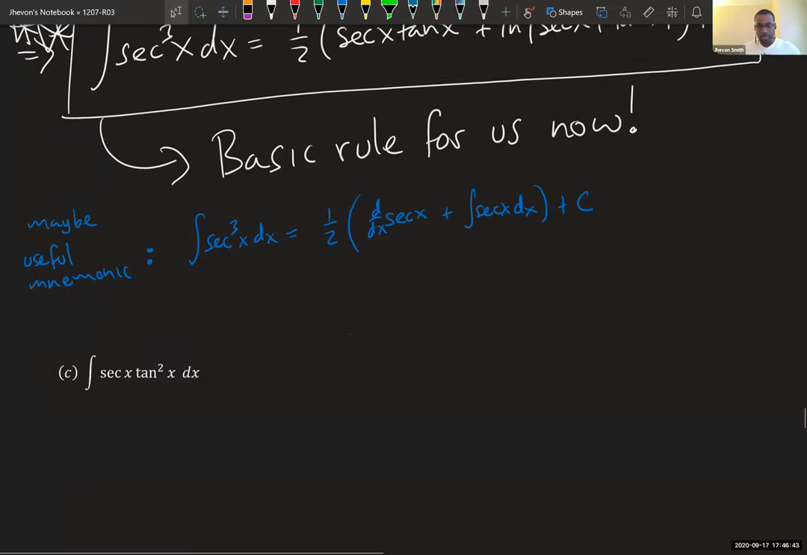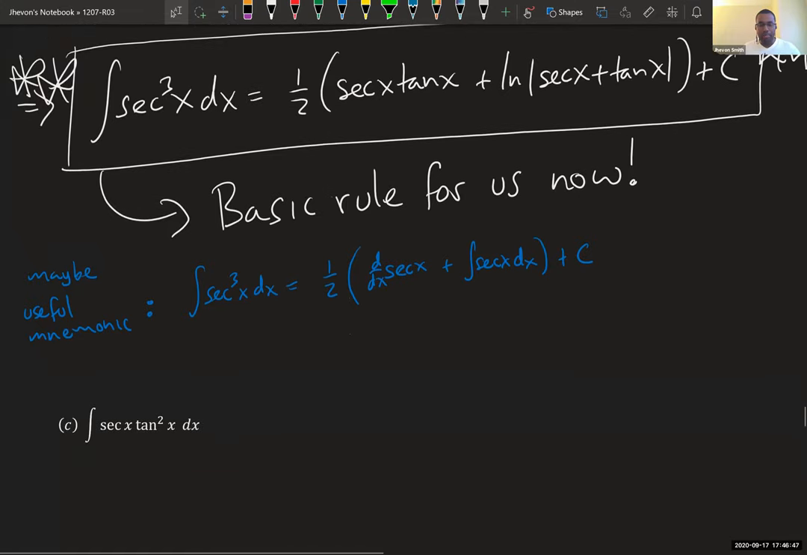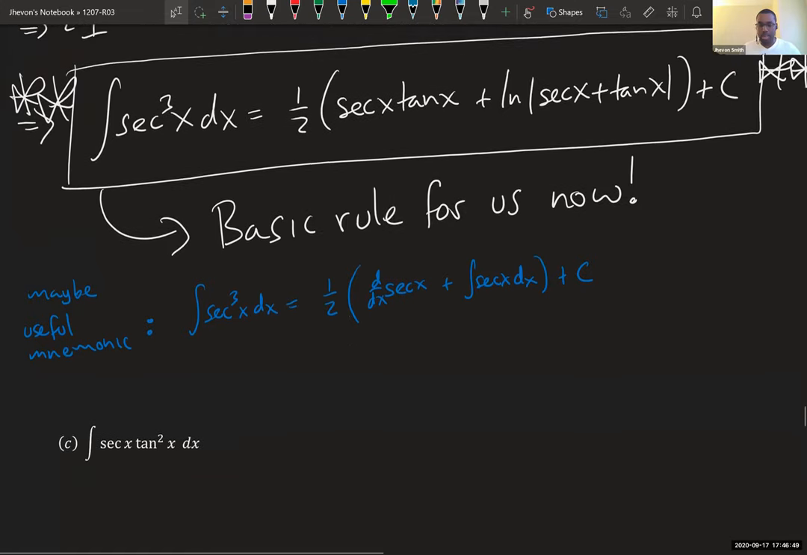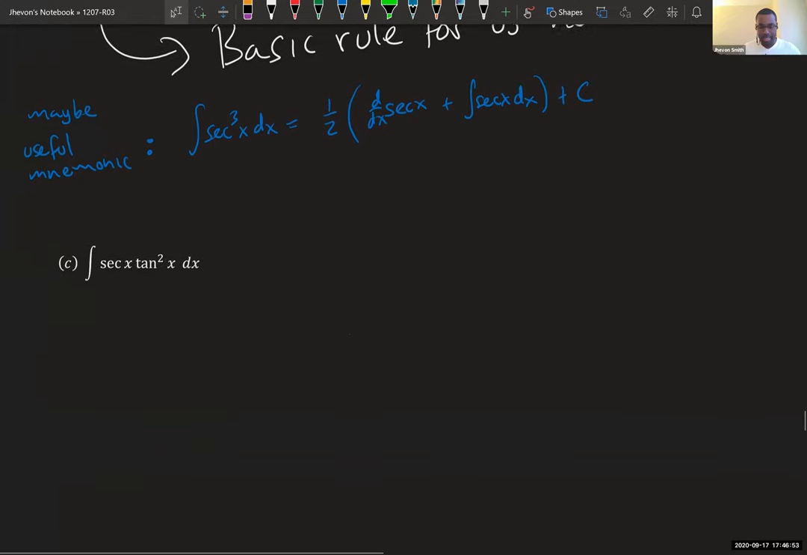And since then, I've always recommended that my students memorize this formula. But yeah, no one's ever actually said it that way. But that is in fact true.